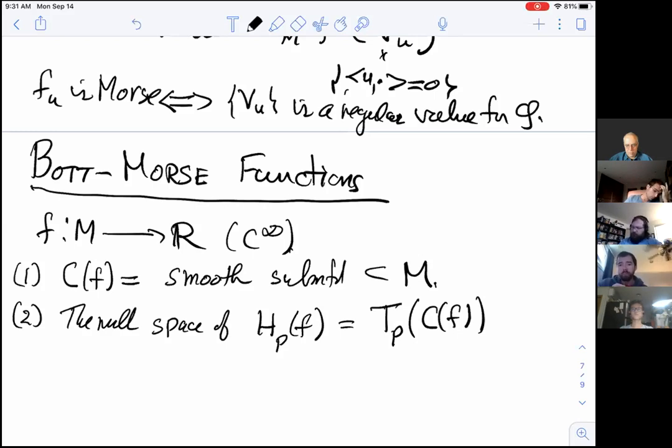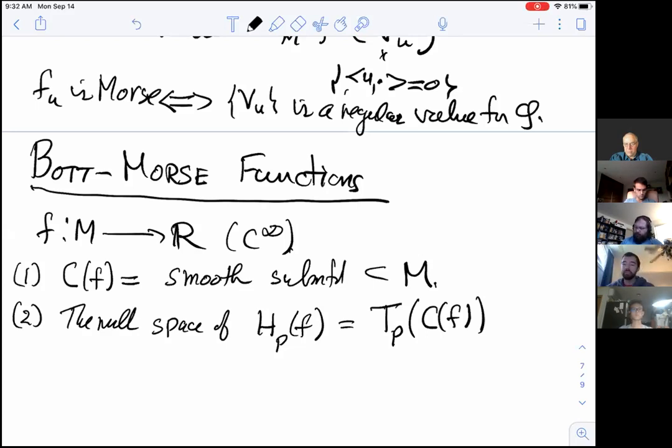Notice that if you had a Bott Morse function and the smooth submanifold of critical points was a discrete set of points, a finite set of points, then the tangent space to that finite set of points is the zero vector space, and the null space of the Hessian would be 0 at every point. So a Bott Morse function where the critical set consists of isolated points is an ordinary Morse function. Of course, if the critical set has a component that's a smooth manifold of positive dimension, then that's not a Morse function, but nevertheless it can be Bott Morse.